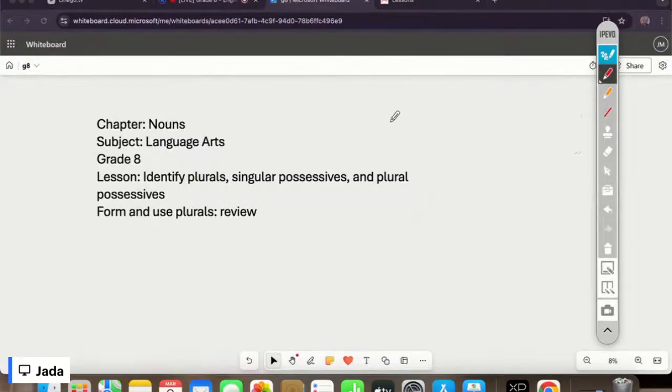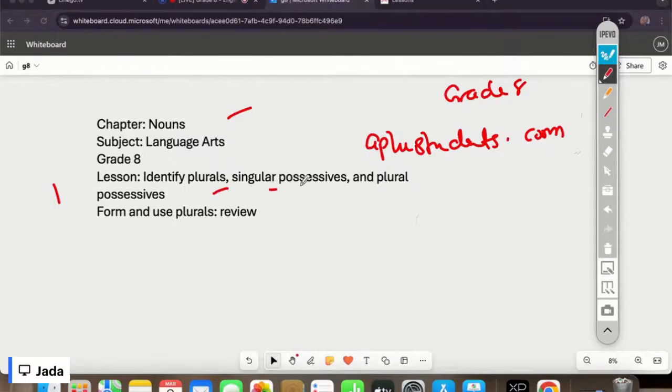Today we will have nouns. First, you have to log in using the aplusden.com. Click on your name, move on to language at the grade 8. Chapter is nouns. Lesson is identify plural, singular possessive, and plural possessive. Form and use plurals. Review.